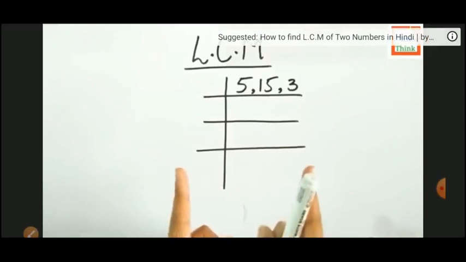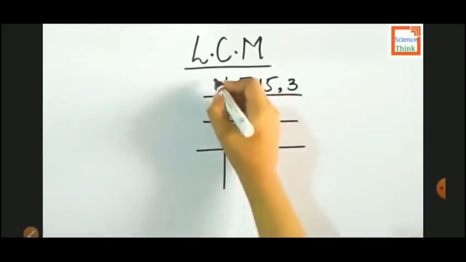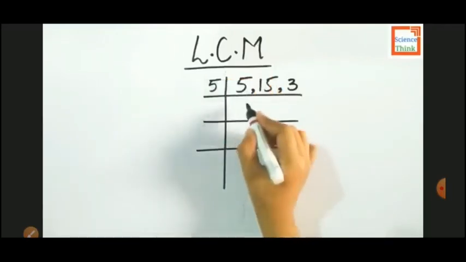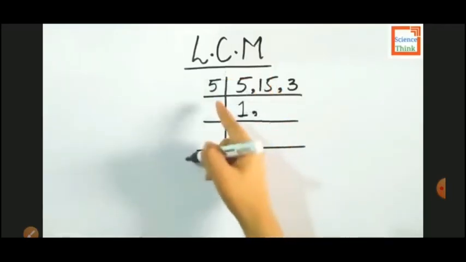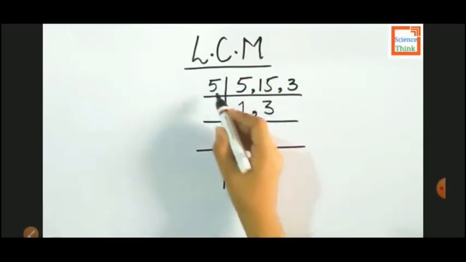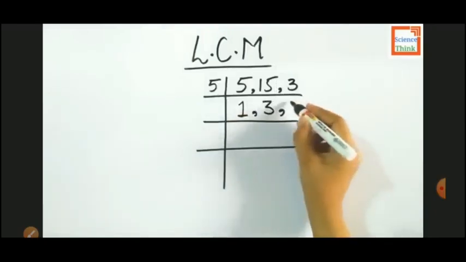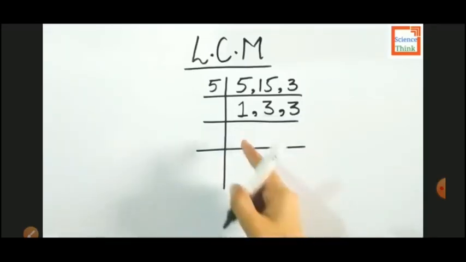We need to remember that a prime divisor must divide at least one of these three numbers. So let's take 5 as the prime divisor. 5 ones are 5. Now 5 threes are 15. And as we can see, 3 is not divisible by 5, so we write it as usual, 3.